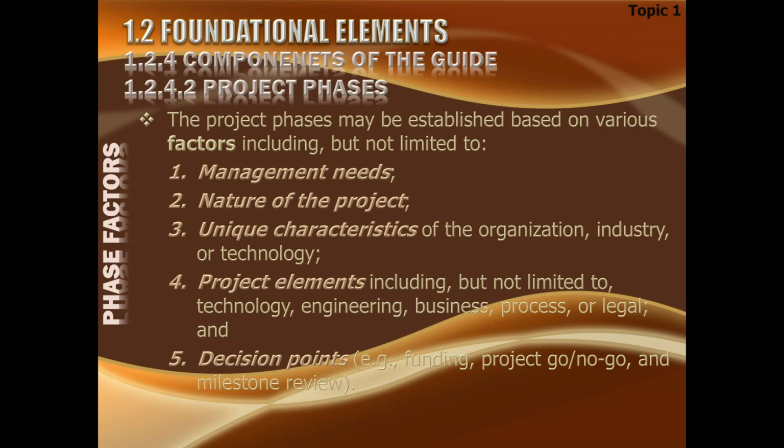Unique characteristics of the organization, industry, or technology can also govern that. Project elements, including but not limited to the technology, engineering, business, process, or legal, and even the decision points, like when the funding is coming. Sometimes the phases could be made according to the funding. The funding is coming from maybe WHO, and WHO funding releases 1, phase 1, release 2, phase 2, something like that. So project go/no-go decisions or milestone reviews, all these decision points may define the phases.